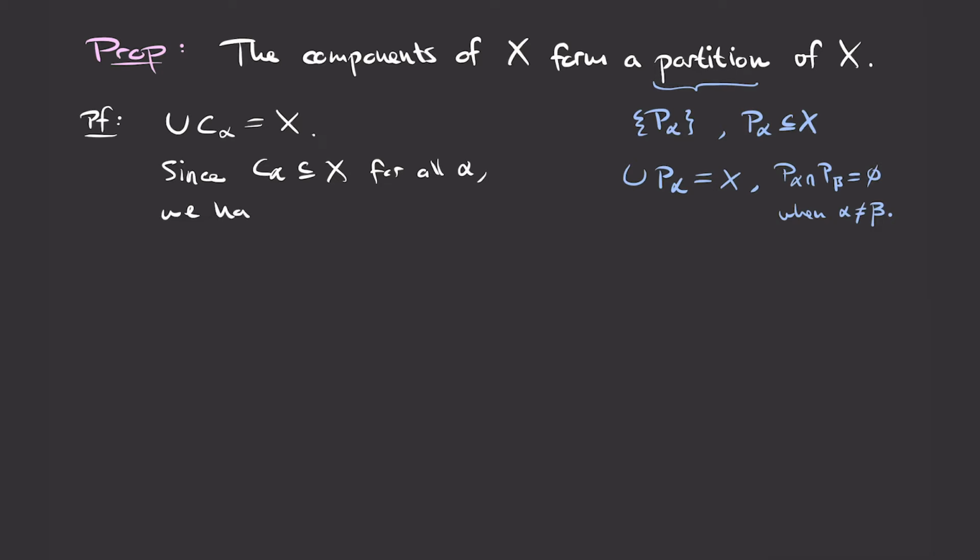We have that the union of these C alphas is also going to be a subset of X. For the other direction, we're going to take some arbitrary point small x in our space, and now we want to show that there exists some component that contains this point small x. The way we're going to do this is we're going to consider the union over all subsets that are connected and contain the point small x.